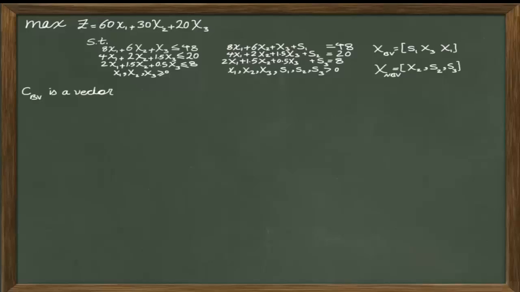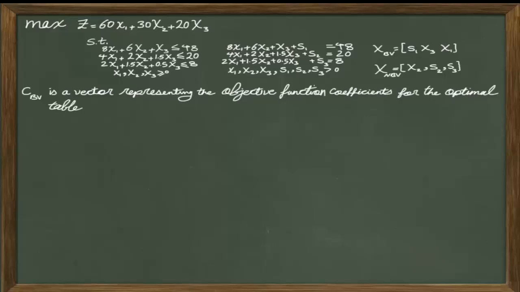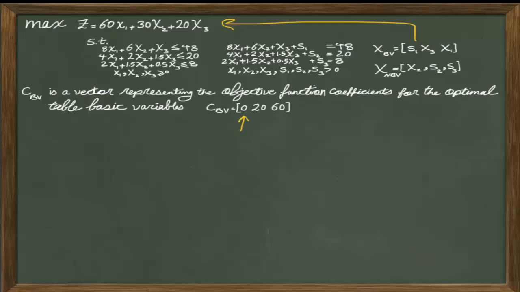The next definition is the vector CBV. CBV is a vector representing the objective function coefficients for the optimal table basic variables. The first element in CBV is the coefficient, in your objective function, of the first element that you put in your XBV. If I look at the objective function here, there is no S1, so the related coefficient, the first element, will be 0. The second element of XBV is X3, and the coefficient of X3 is 20. So I put 20 as the second element of the CBV.